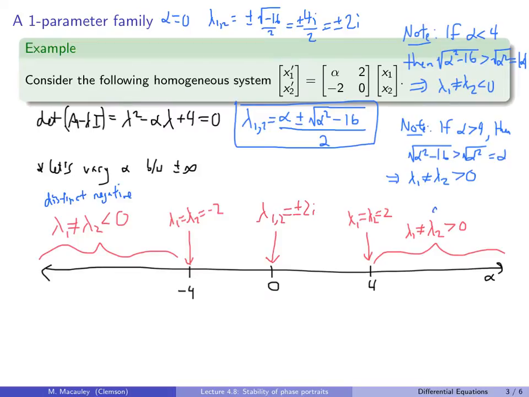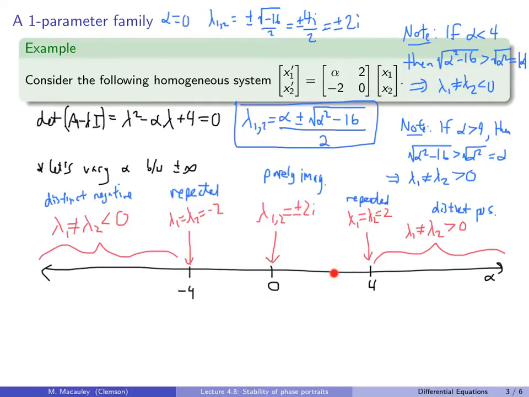Over here we have distinct positive. Here we have purely imaginary. And then here we have repeated. And over here we have repeated. And the last thing we need to do is figure out what the heck happens in here.